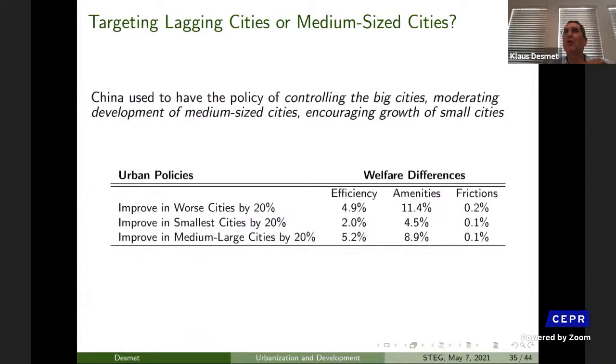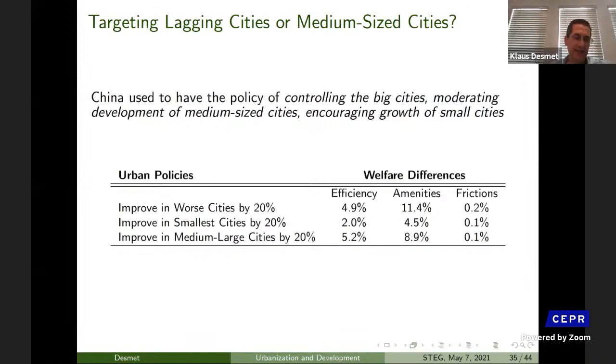What this means is you could use a framework like this to look at different policies, right? Does it make sense to target the smaller cities? Or again, does it make sense to try to slow down growth in big cities? Is that a reasonable policy from the welfare point of view? So that's kind of the framework here.